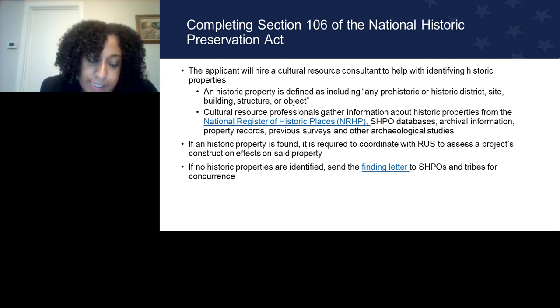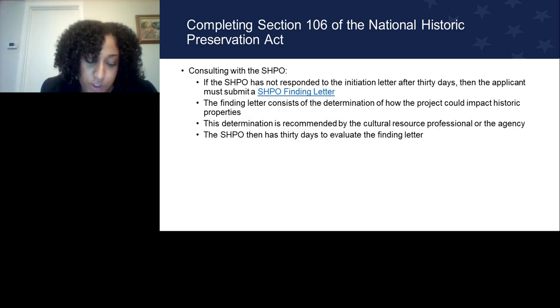If the SHPO has not responded to the initiation letter after 30 days, that is okay. The finding letter is the next step in the process if you don't receive that response. Essentially, the finding letter is the determination of how your project could potentially impact historic properties. Once you've reached this point, it is time to proceed. If the SHPO disagrees with the finding, then please reach out to the RUS environmental staff.